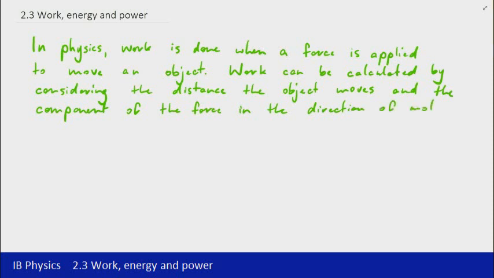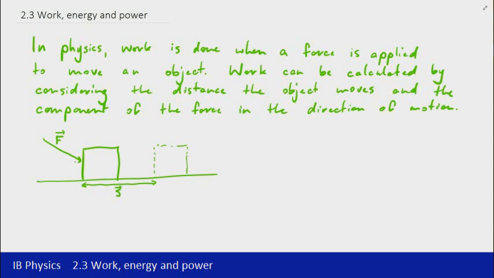So if we look at an example here, let's say we've got a box that's sitting on the ground and a force is being applied in that direction. So there's our force, and that force causes the box to move to some new position. If we use this edge here as our reference point, that would be the new displacement of the box. And notice here that we have an angle between the direction that the force is being applied and the direction of motion of the box.